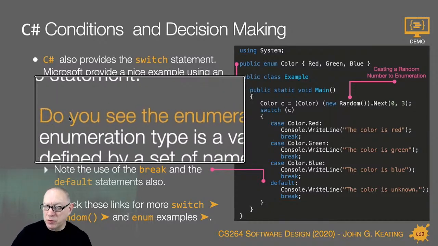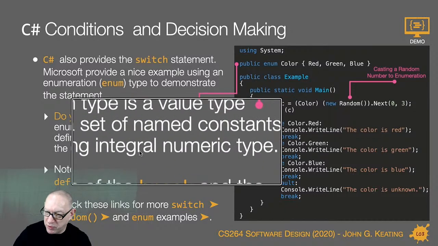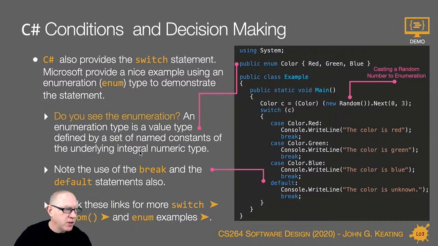So the main point in this particular one is have a look at the enumeration. It's a type, a value type defined by a set of named constants of an underlying integral numeric type. So that's what's important to this. We have this integral numeric type.